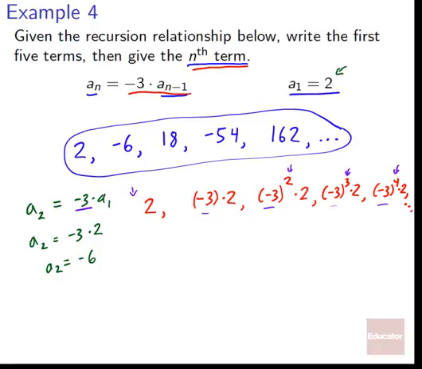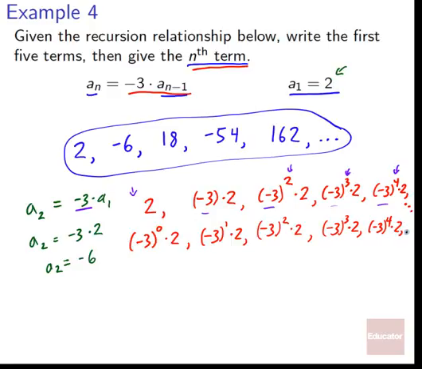So we want to get them to all have this similar format. So we've got negative 3 to the what? What can we always multiply by? We can always multiply by negative 3 to the 0th, which is just 1. So negative 3 to the 0th times 2. Over here we've got negative 3 to the 1 times 2, negative 3 to the 2 times 2, negative 3 to the 3 times 2, negative 3 to the 4 times 2, and so on. So we can match this up: n equals 1 is here, n equals 2 is here, n equals 3 is here, n equals 4 is here, n equals 5 is here.